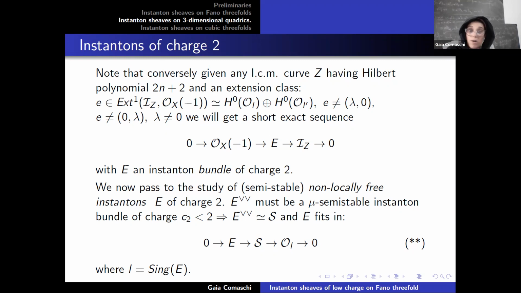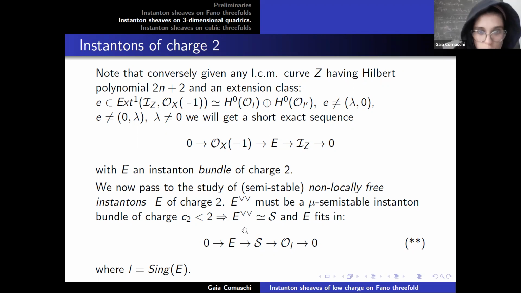So for a semi-stable non-locally free instanton sheaf of charge 2, the double dual must be an instanton bundle. It must be semi-stable. The charge of the double dual must be strictly lower than the charge of E. Hence, we just have one possibility, so that the double dual must be exactly the spinor bundle.